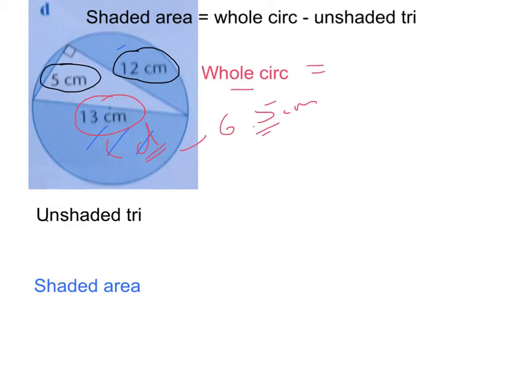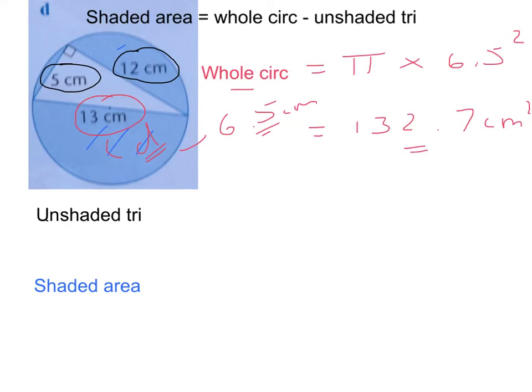Alright, in this case, the whole circle area would be pi times r squared. Remember, r was 6.5 squared. We put that in our calculator, 6.5 squared times pi, which would be about 130. So our area here is 132.7 square centimeters. That's for our whole circle.